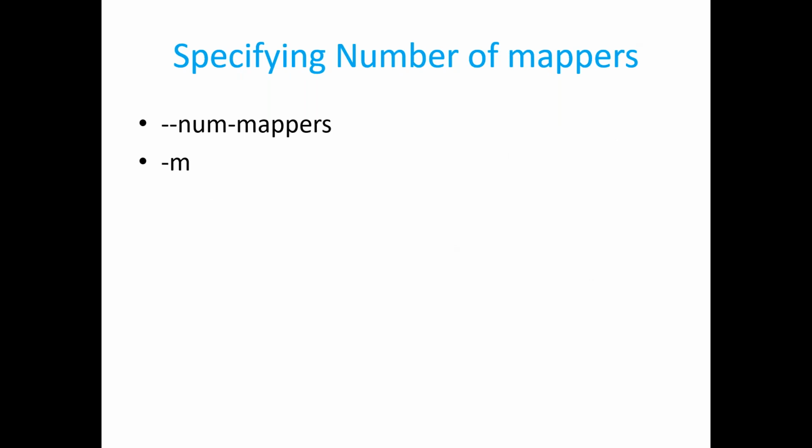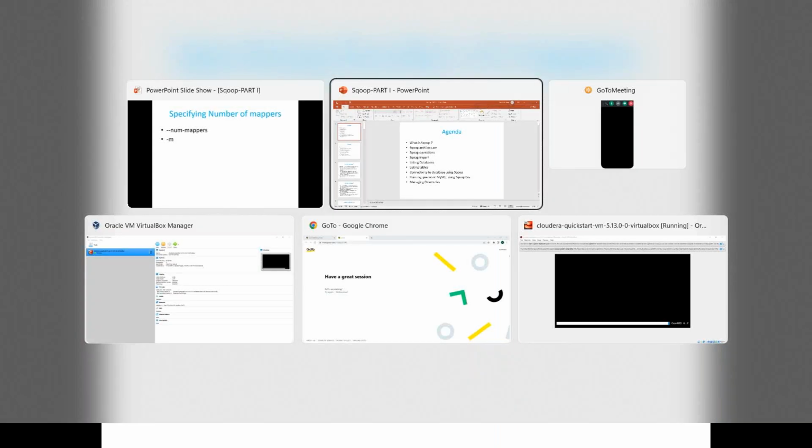And I'll talk about the number of mappers now. By default, the number of mappers is 4, but if you wanted to change the number of mappers, we can do that. There are a couple of ways, as you can see. We can use either --num-mappers, or you can just use -m to change the number of mappers. So let's do that.